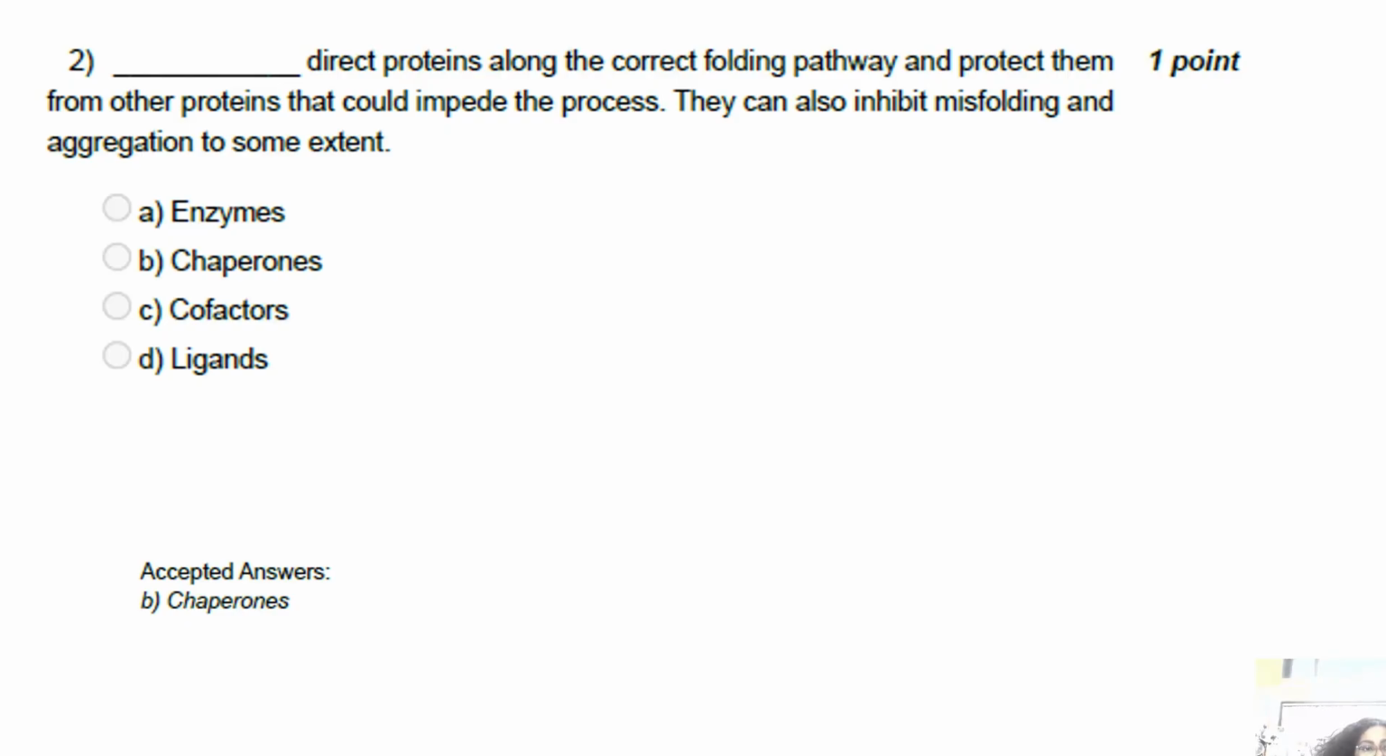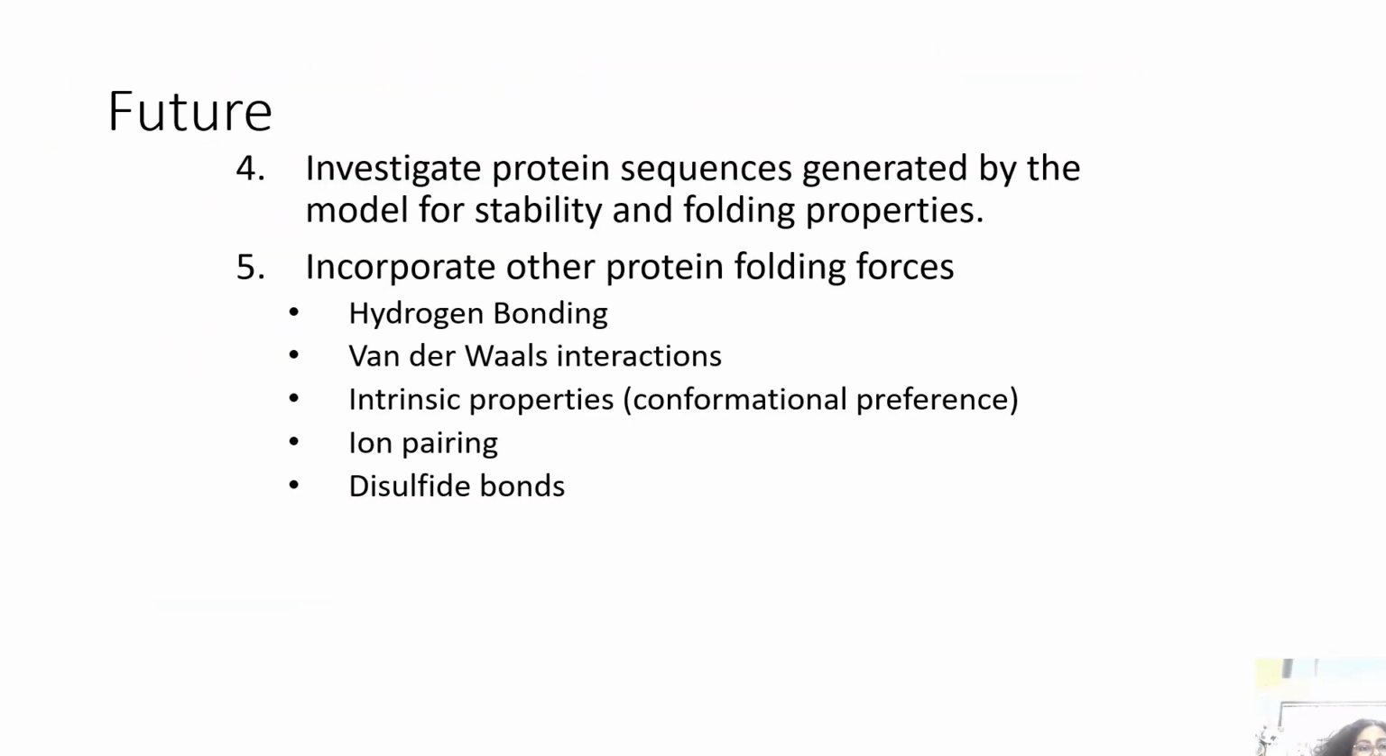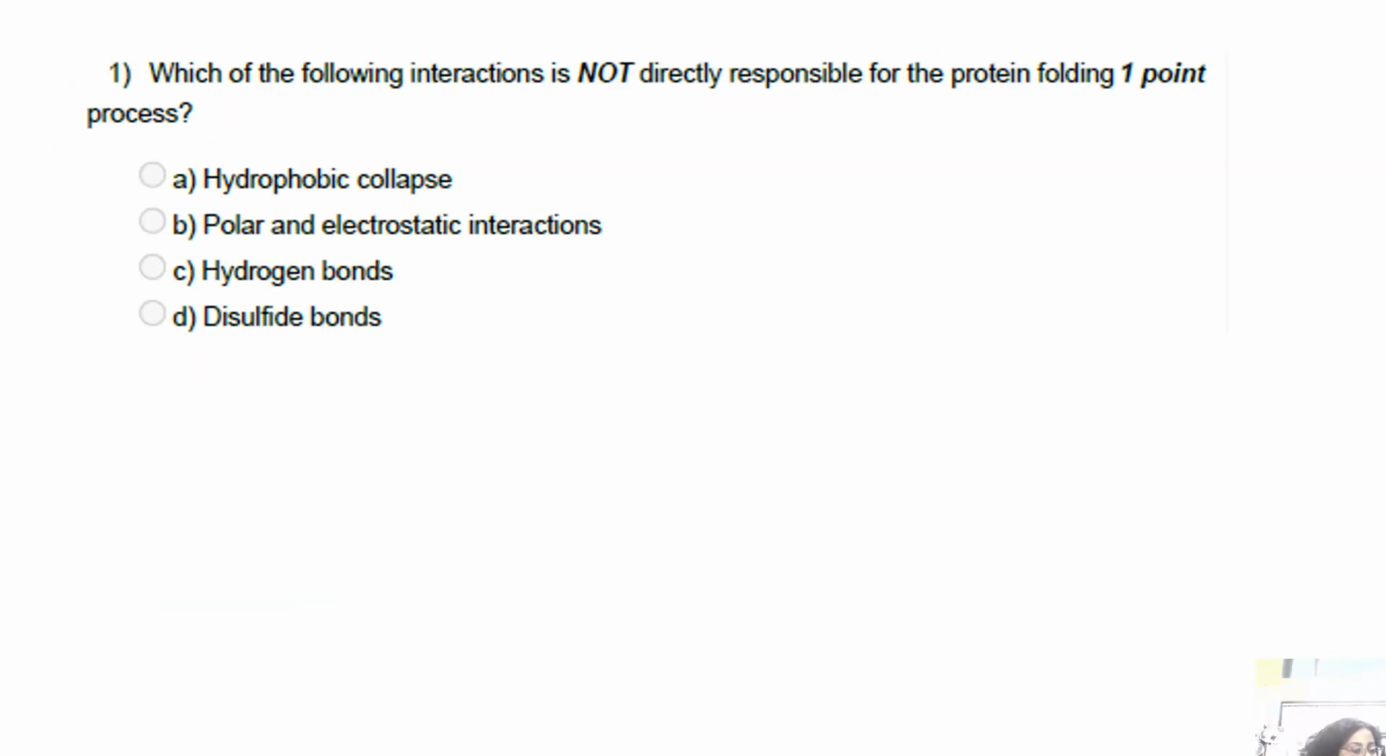Okay, so coming back to the question that we started with. Which of the following interactions is not directly responsible for the protein folding process? So as I said, the answer will be disulfide bonds because they're generally stabilizing crosslinks rather than the main driving forces initiating the protein folding.